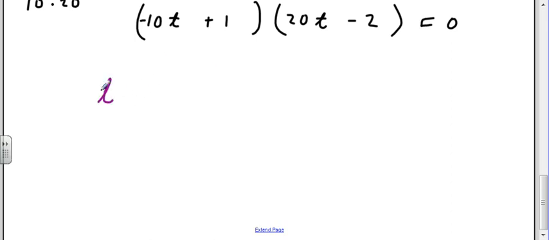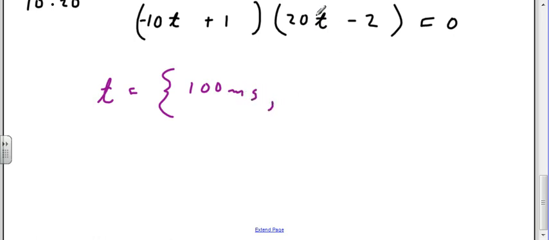Okay, so t is equal to 2 divided by 20, 20 divided by 2, 1 over 10. So it would be 1 over 10. But we want our answer in what? In milliseconds. Okay, so we don't want 1 over 10. We want 100 milliseconds for the first answer.